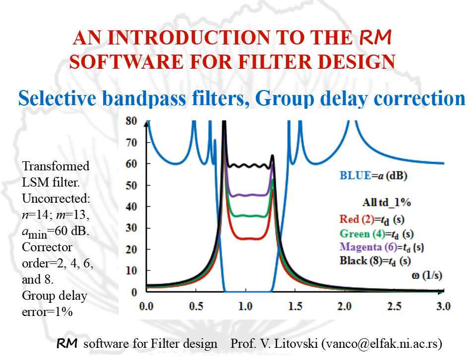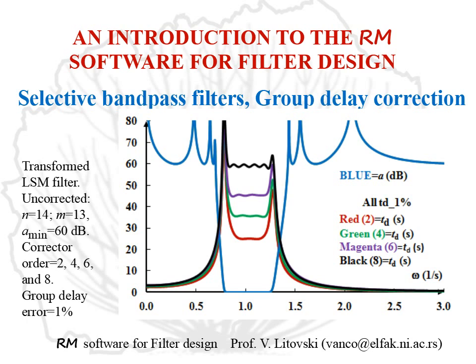Now at the end we are looking for solutions of group delay correction for bandpass filters. Here is a 14th order LSM filter which was obtained for the 7th order prototype. The order of the denominator, the number of transmission zeros of the bandpass filter before correction is 13 and the minimum stopband attenuation is 60.